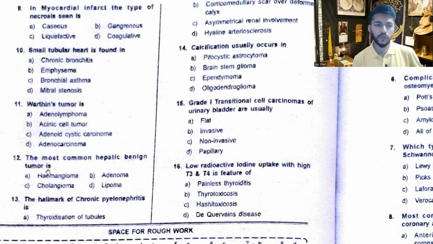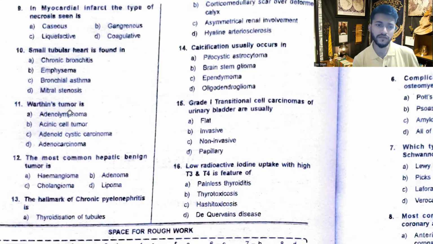Most common hepatic benign tumor, hemangioma. It is not an adenoma, because though we say liver, it is generally not a gland per se. It's not secreting something as such, but it has a rich blood capillary network. So the most common hepatic benign tumor is hemangioma.